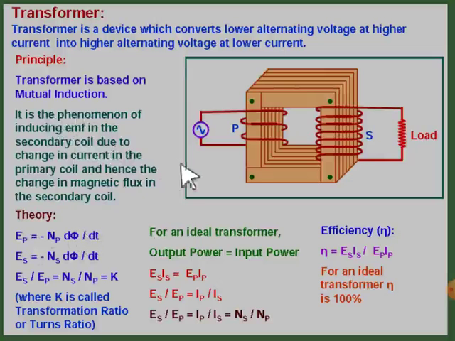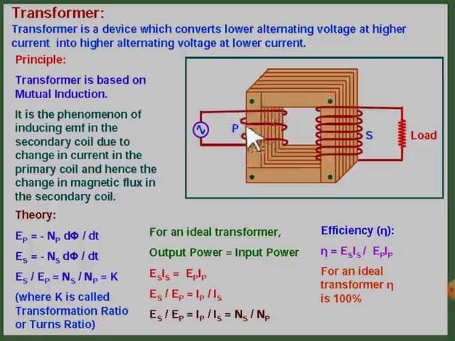Now let's take it that EP is the applied EMF, and that applied EMF is coming from the AC source. So EP is the EMF applied at the primary coil. We know that due to self-induction, your EP will be equal to the rate of change of magnetic flux.